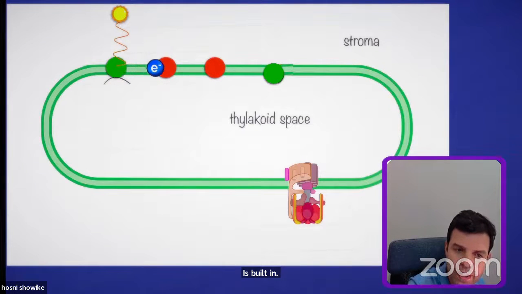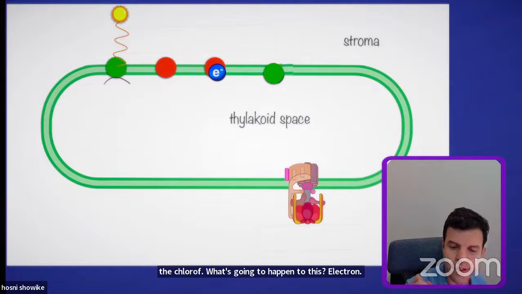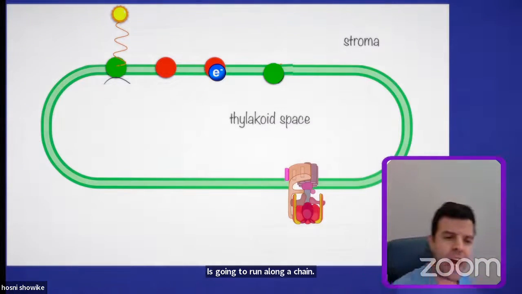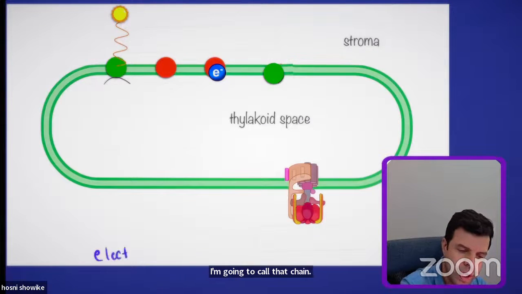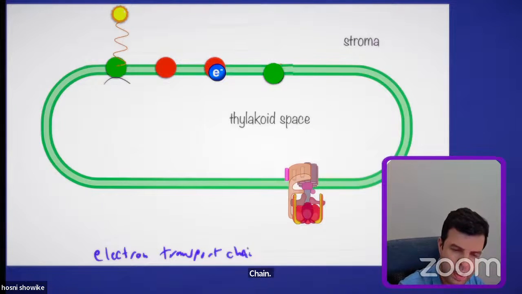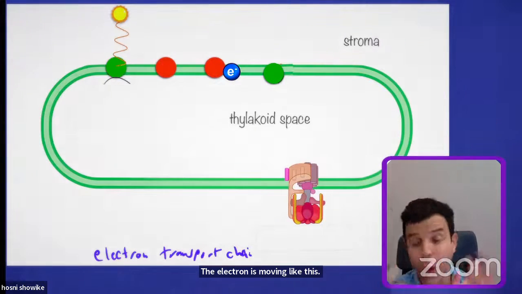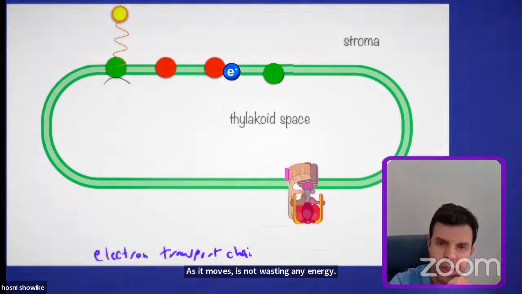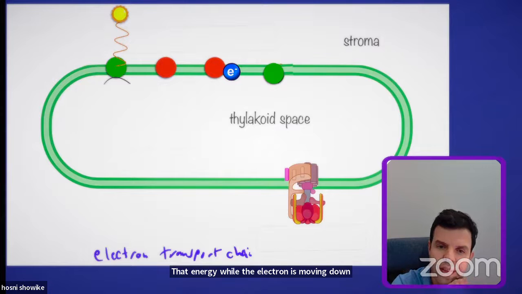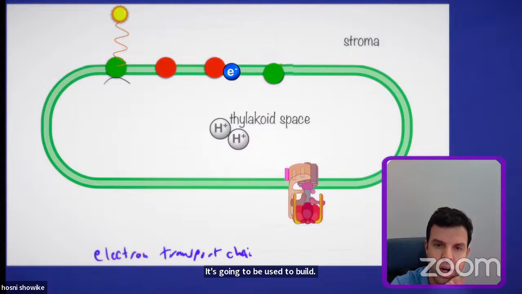It's going to run along a chain. Guess what I'm going to call that chain? I'm going to call that chain an electron transport chain. Okay? The electron is moving like this, but as it moves, it's not wasting any energy. That energy, while the electron is moving down here, is going to be used for what? It's going to be used to build a gradient of hydrogen ions, just like this.